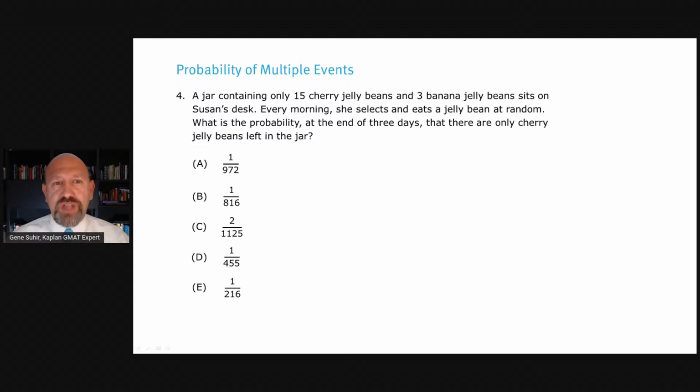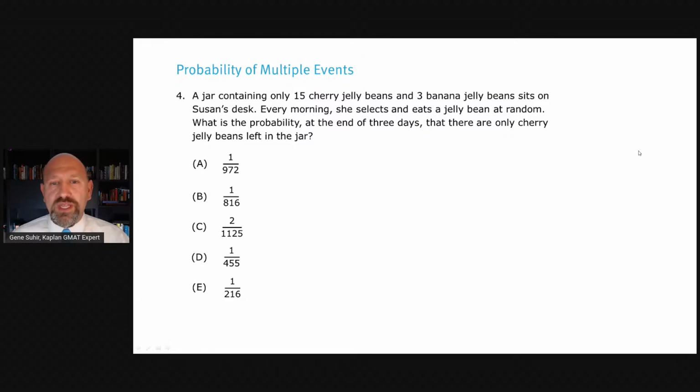Now we start out with 15 cherry and 3 banana. At the end of 3 days, what we want is for there to be only cherry beans left in the jar. Now consider what this means would have to happen on every one of those original 3 days. There are 3 banana jelly beans to start with, right? So after 3 days to have only cherry, what must have happened in each of the 3 days for Susan? For there to be only cherry, Susan would have to have eaten banana, banana, banana on each of those 3 days. That's the only way to get what we desire, which would be only cherry beans left in the jar.